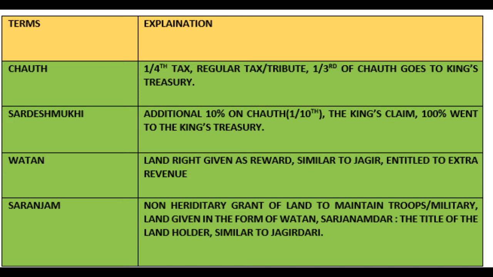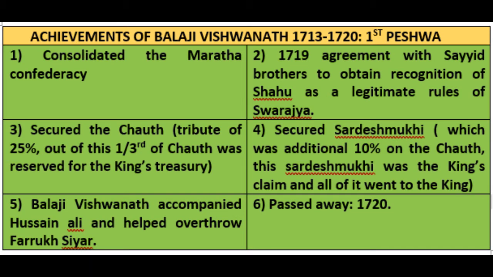The Chauth and Sardeshmukhi were for Berar, Bidar, Bijapur, Golconda, Aurangabad and Khandesh. These were Mughal provinces of the Deccan. In return for this, the Marathas offered 15,000 cavalry to the Mughal emperor Farrukhsiyar, offered to prevent rebellion in the Deccan, and an annual tribute was to be paid to the Mughals, approximately Rs 10 lakh.